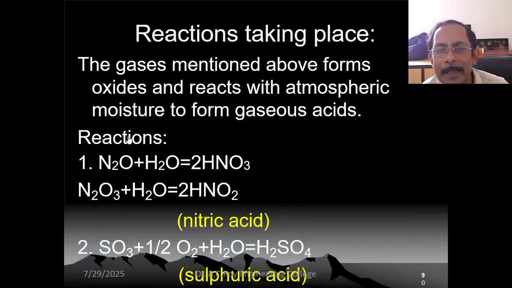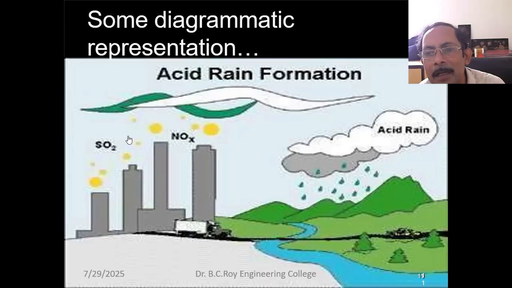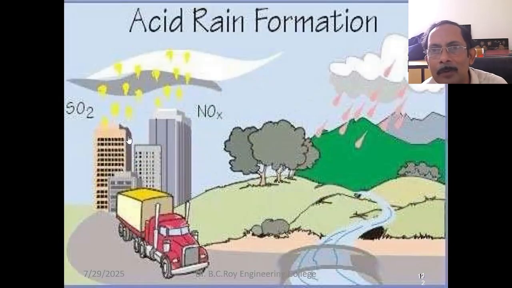Now these are the reactions taking place: N2O plus H2O producing HNO3, N2O3 plus H2O, then we are getting nitrous acid. Then nitrous acid can be further oxidized in the air producing nitric acid. Sulfur trioxide plus oxygen plus water produces sulfuric acid, and that way the acid rain is formed. Okay, so from this diagrammatic representation we can understand how the acid rain is formed and how it is getting deposited.